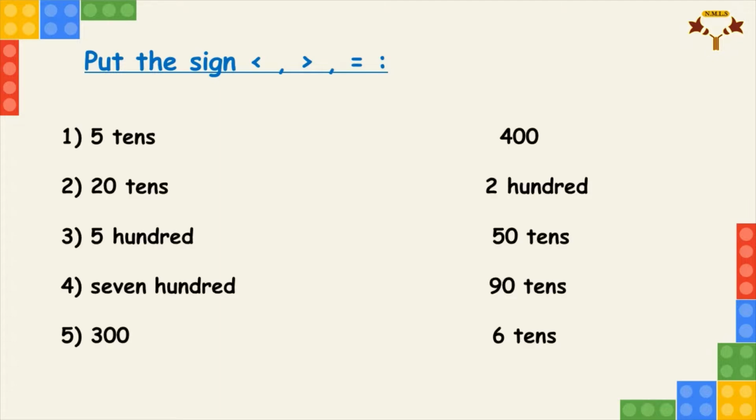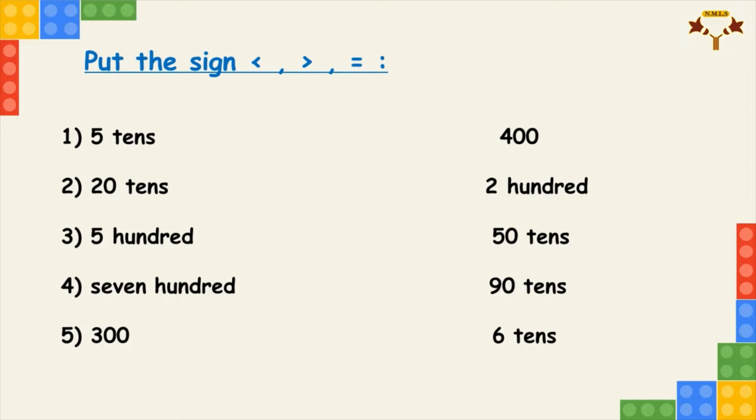Here I want to write the sign. I will put the sign smaller than, greater than, or equal. When I make comparing between digits or digits written in letters or in word form, first of all I have to convert all the words to digits. The first one here, which is bigger? The alligator will eat what? 5 tens or 400? What can I do?